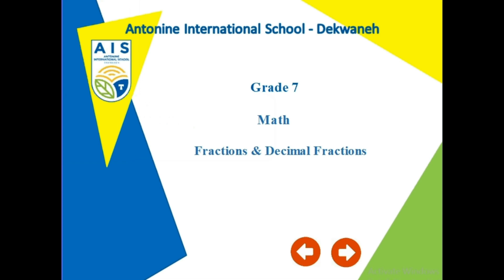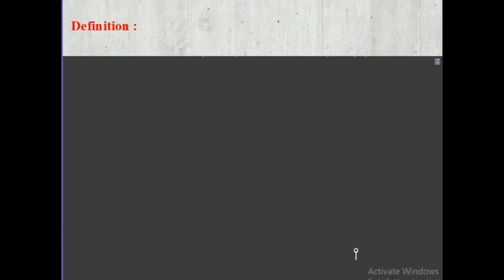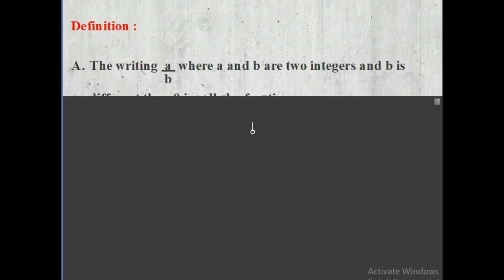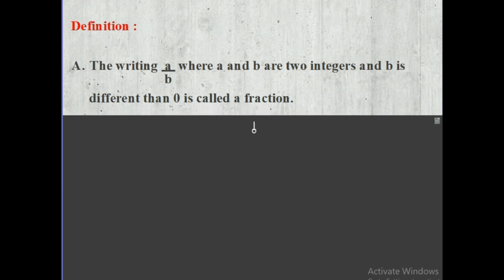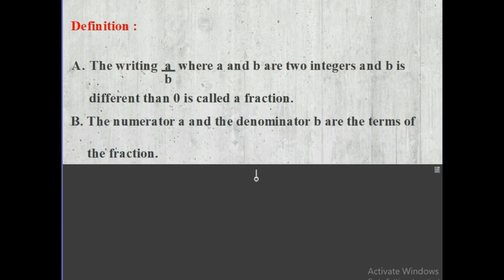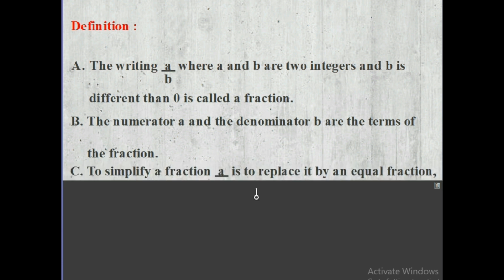Hello guys, our lesson today is about fractions. A fraction is written as a over b, where a and b are two integers and b is different than 0. Pay attention, a fraction with a denominator of 0 is undefined. A and b are the terms of the fraction.